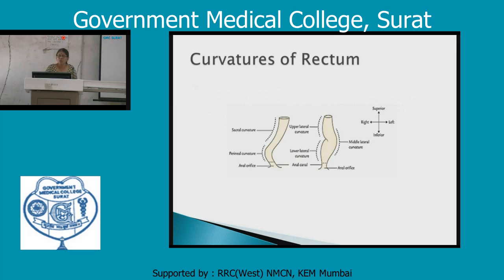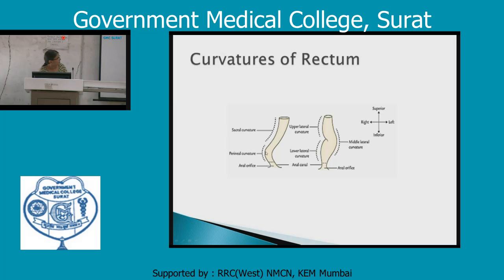Now, the rectum is not a straight tube. There are curvatures present in the rectum, both anteroposterior and lateral curvatures. In both planes it shows curvatures. This diagram is showing the anteroposterior curvature. The upper curvature is the sacral curve, along the concavity of the sacrum. It is first directed downward and backward, and then downward and forward. You can see this is the sacral curve.